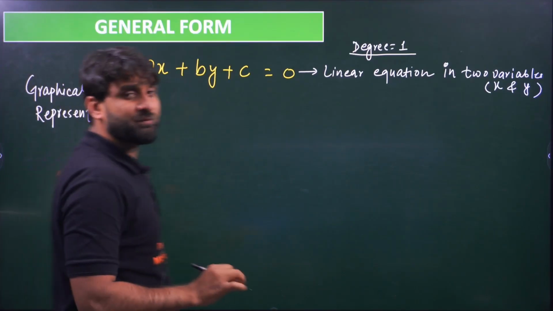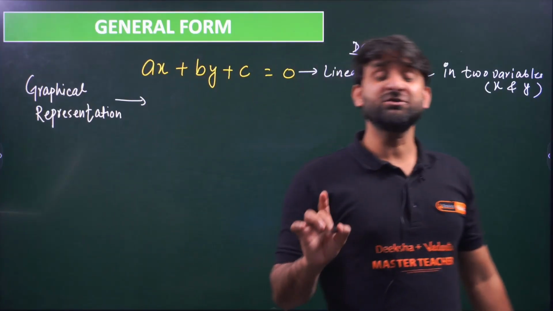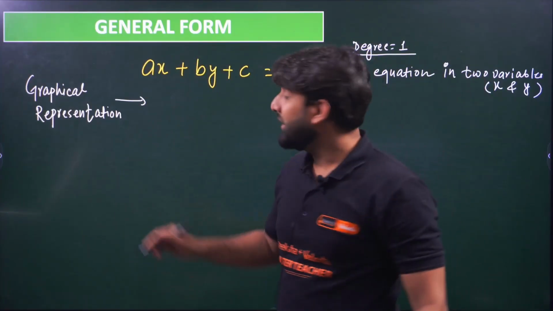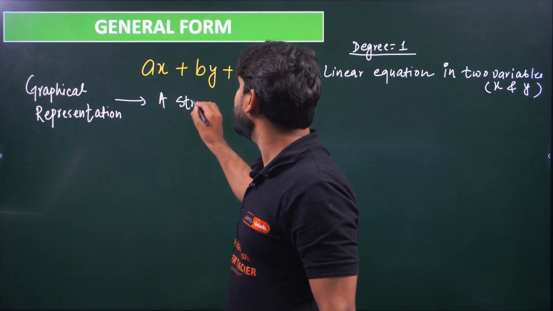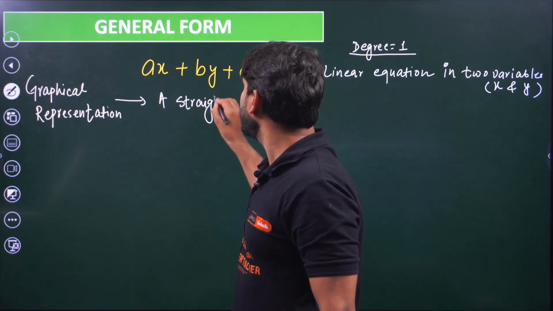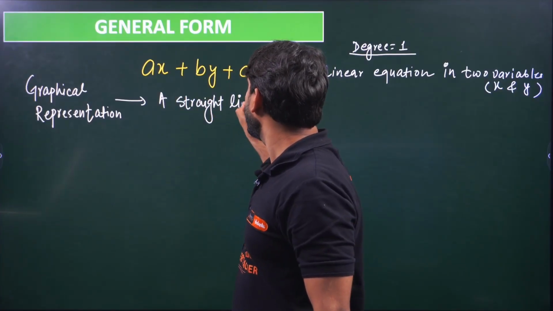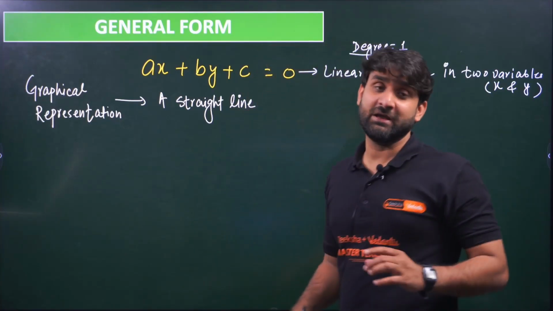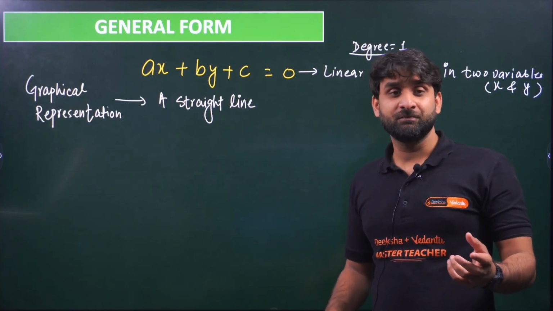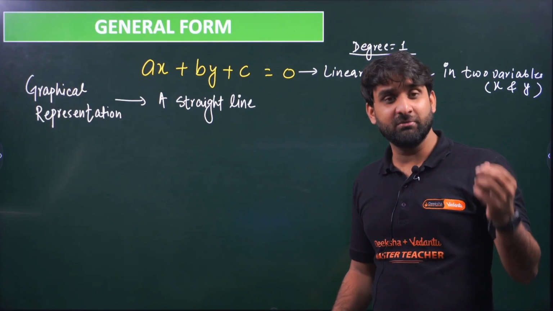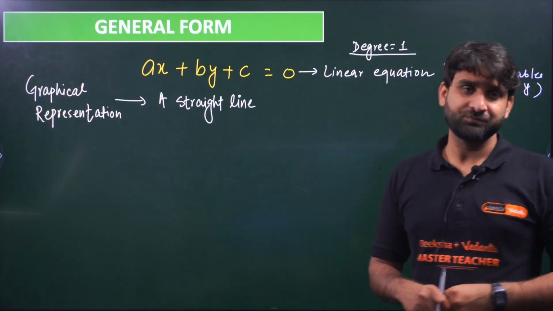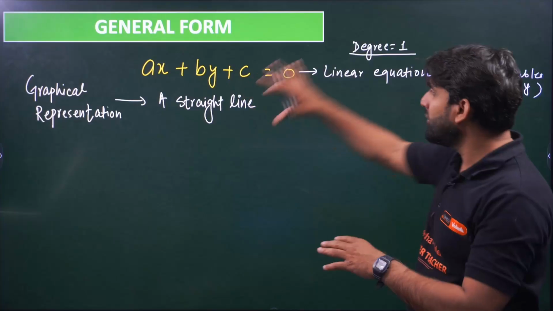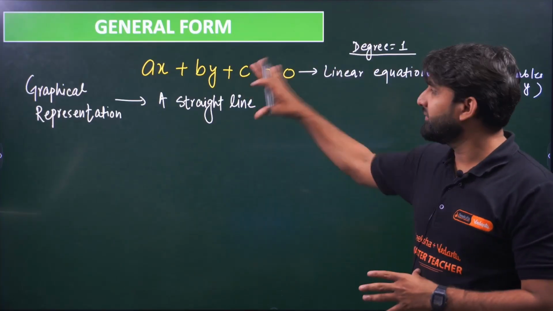So my dear champions, when we draw a linear equation in two variables on a graph, it always gives you a straight line. Always a straight line. Please keep it in mind. Linear equation, whether it is in one variable or two variables, the line will always be straight on a graph. Right, everyone? So I hope this is clear to you all. Linear equation in two variables.